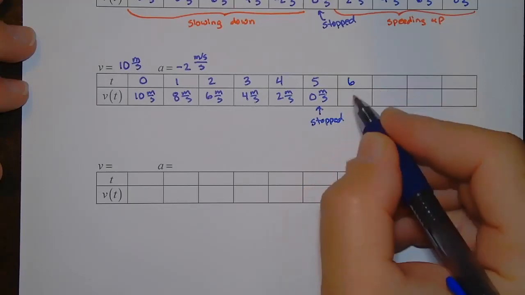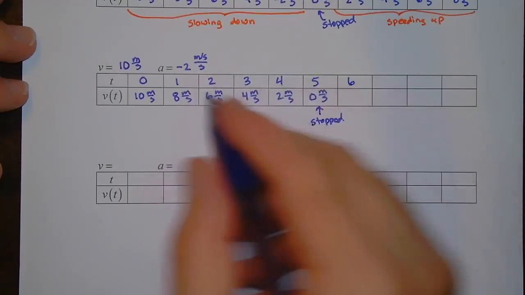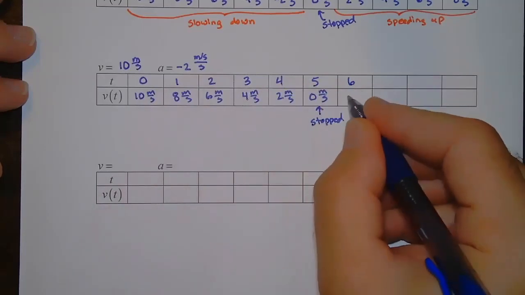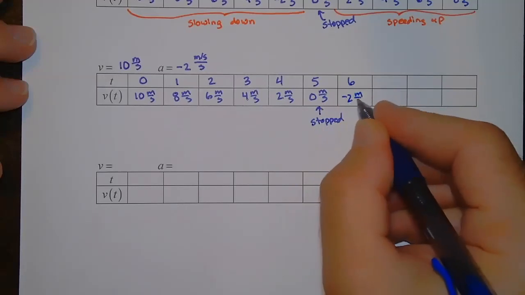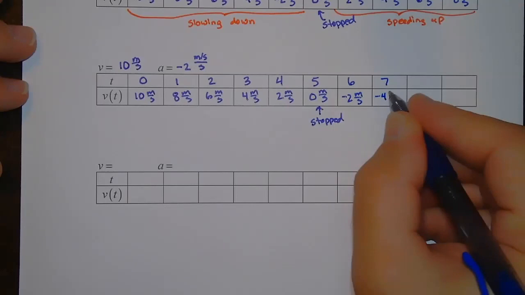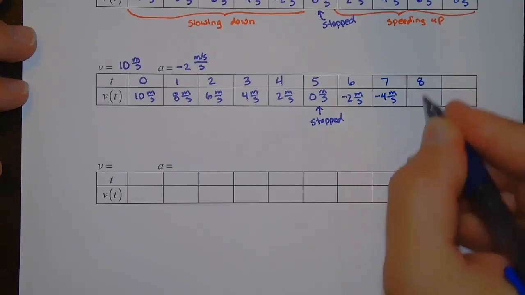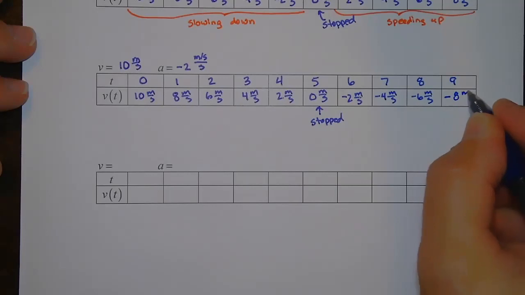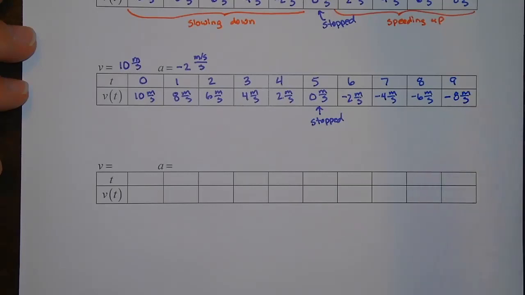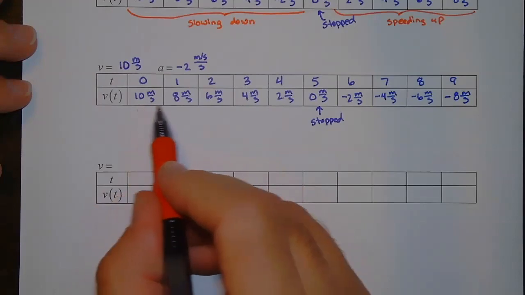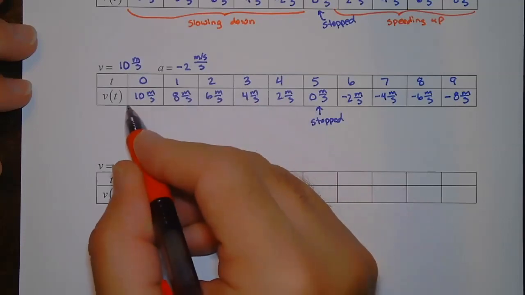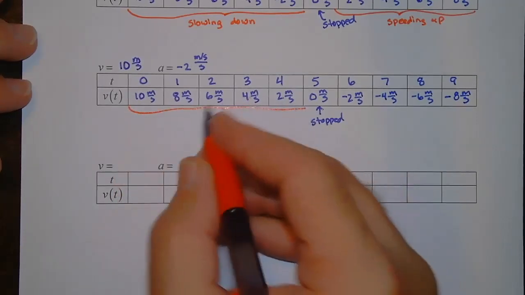Then at 6 seconds, now we're doing negative 2, right? So we're adding negative 2 each time. At 5, we were at 0 meters per second. So at 6 seconds, we'd be at negative 2 meters per second. At 7 seconds, negative 4. At 8 seconds, negative 6. And then at 9 seconds, we'd be at negative 8 meters per second. And if you look right in here, we went from 10 meters per second to 8 to 6 to 4 to 2 to 0. And what happened? Well, we were slowing down here.